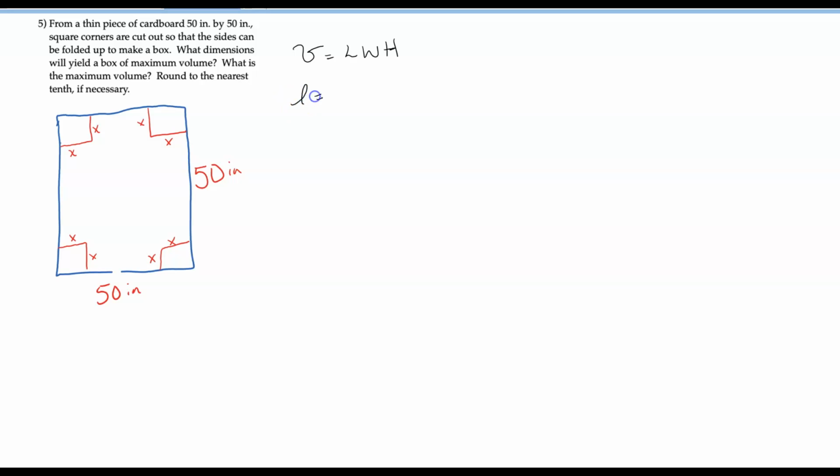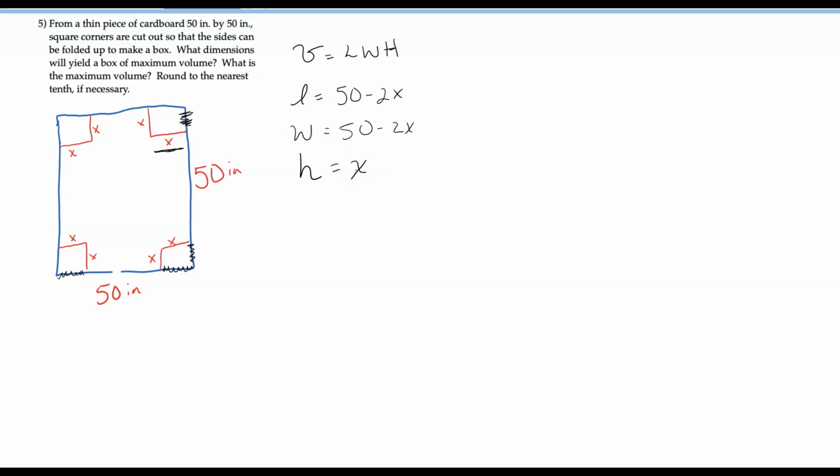And so I'm going to say my length is, in this case, this here at the bottom. It's 50 inches, but then you've got to subtract this portion here and this portion here. Well, each portion is x units. So it's going to be 50 minus 2x. That's the length. Now let's consider the width. Let's say this is the width. Well, it's 50, but then we've got to cut off this portion here and this portion here. So the width is going to be 50 minus 2x. Now if you were to fold up these flaps, how tall would it be? Well, the height is going to be x units. So the height we shall call x.